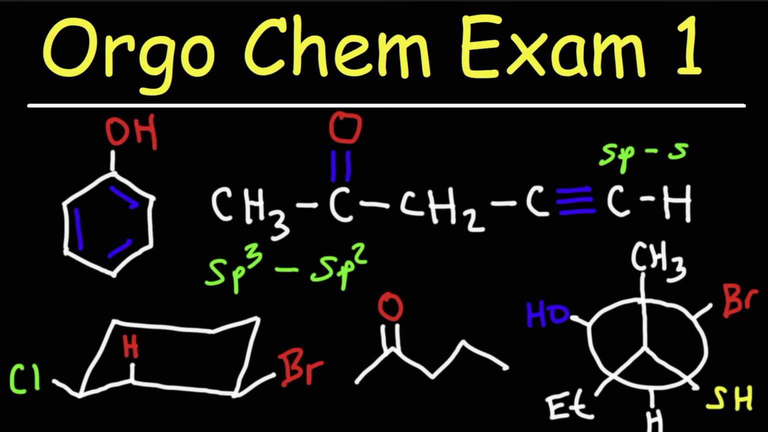This video is for those of you who are studying for the first exam of organic chemistry. It covers topics typically taught in the first 4 chapters of a typical organic chemistry textbook, such as functional groups, Lewis structures, hybridization, sigma and pi bonds, resonance structures, acids and bases, Newman projections, boiling point, and chair conformations. So let's go ahead and begin.